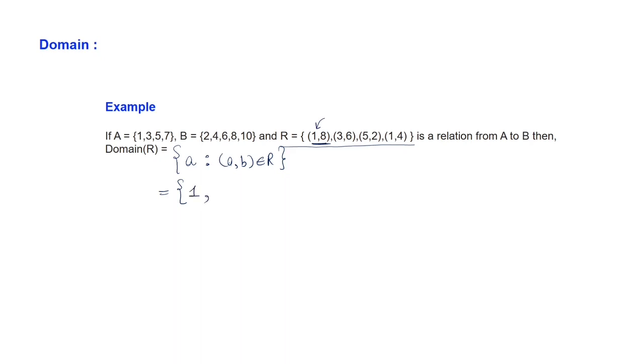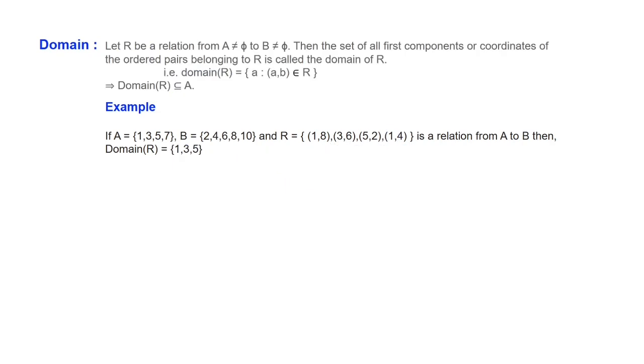The next ordered pair's first element is 3. So, 3 is going to be in the domain of R. And for the next ordered pair, I have 5. For the next ordered pair, we have 1, which is already in the domain, so it will not be repeated. So, the domain of R will contain the elements 1, 3 and 5, which is clearly a subset of the set A. So, we can see the definition of domain here.